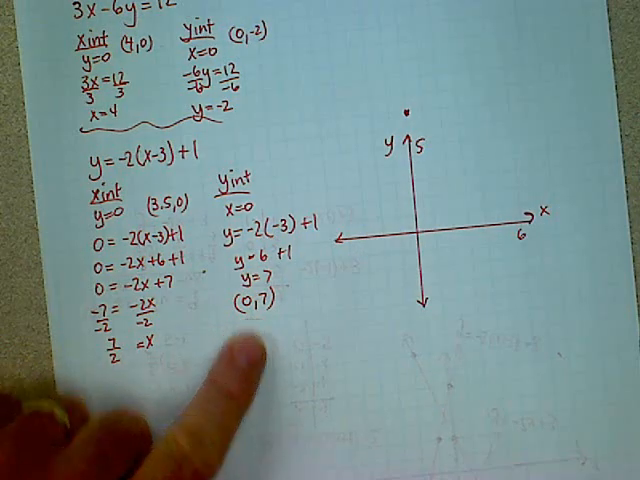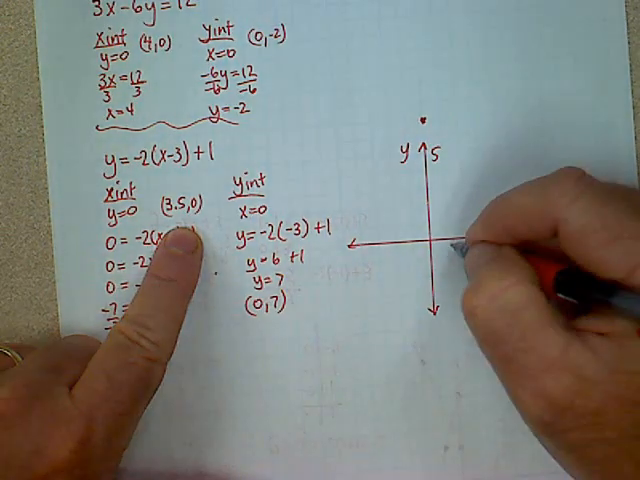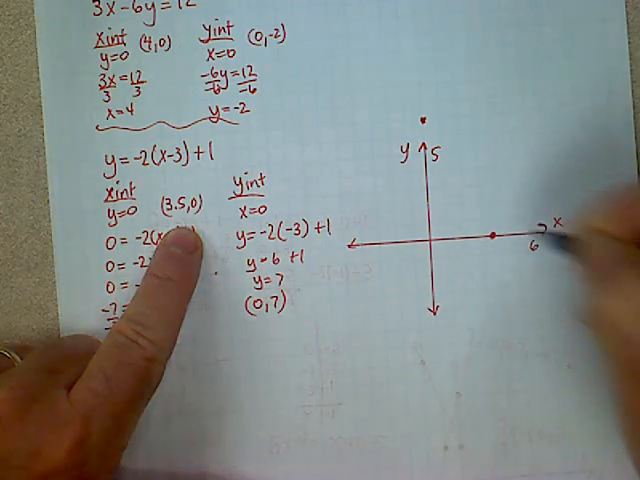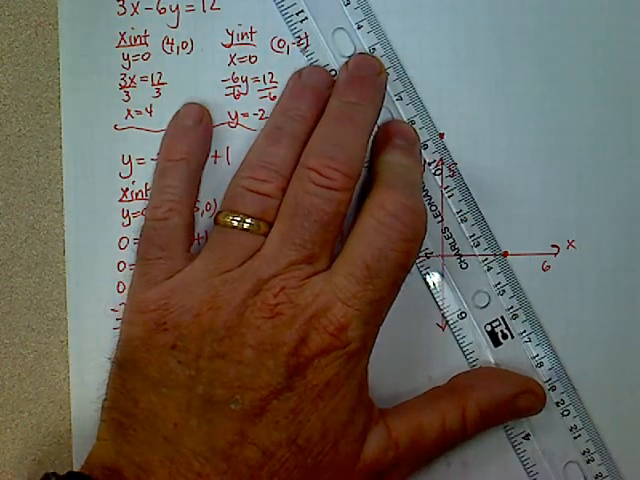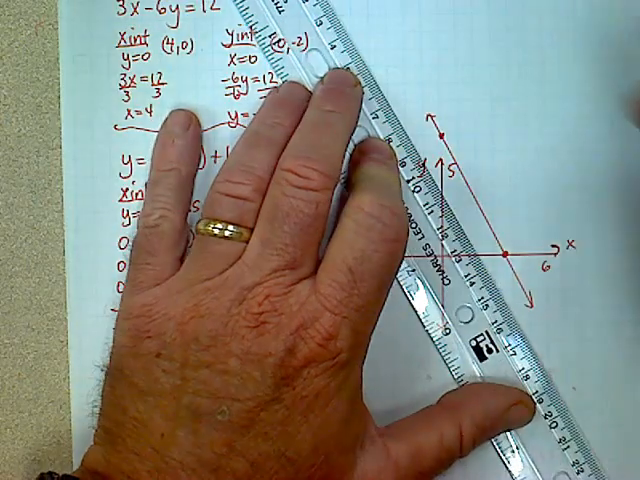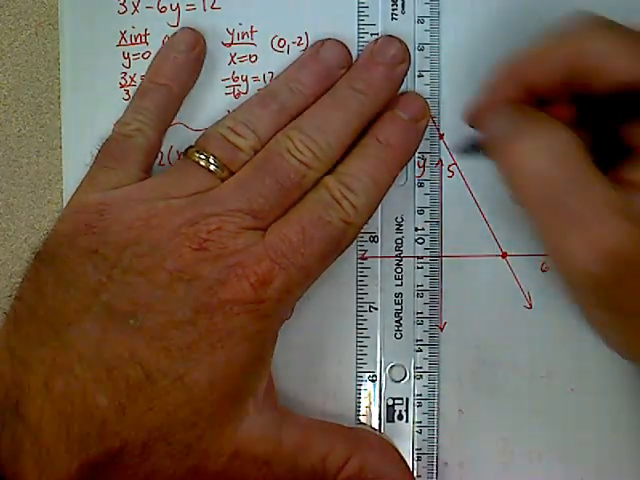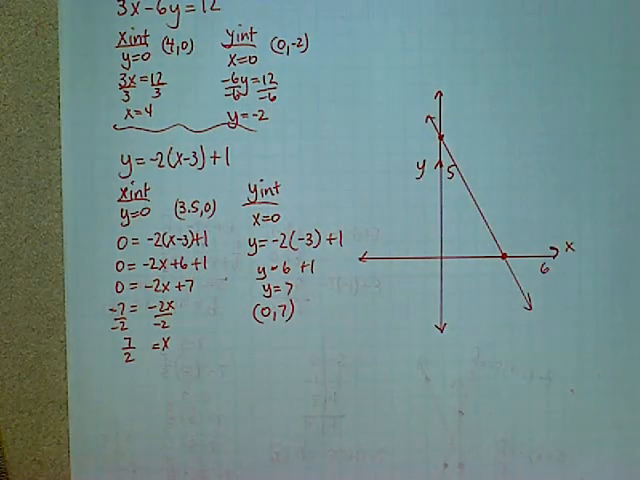Plot that dot. And then your x-intercept, (3.5, 0). That's in between 3 and 4. 1, 2, 3. 0.5 is here. Go ahead and connect those dots with a nice straight line. And you will have it. You've graphed it. Now, if it's bothering you that the y-axis isn't all the way up, go ahead and just extend it. And you can see there where it crosses the y-axis.